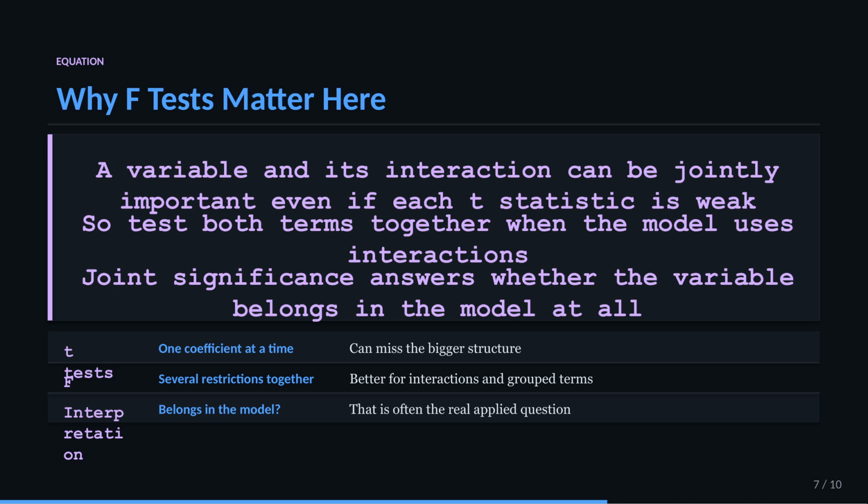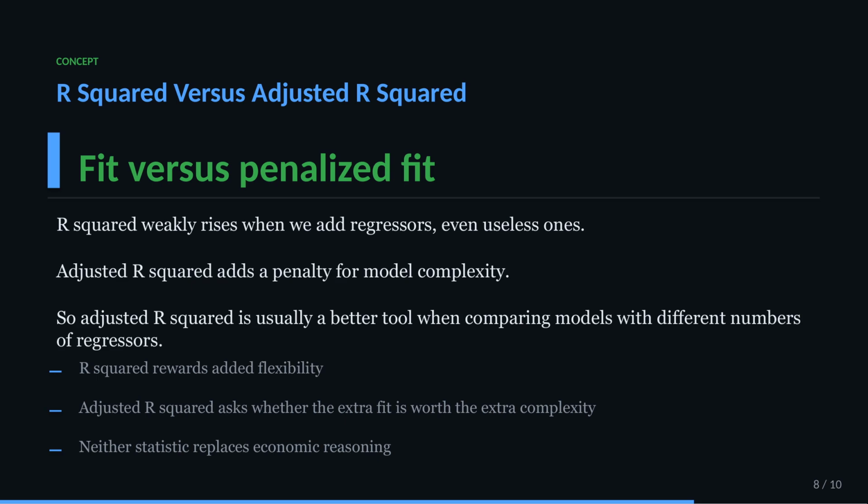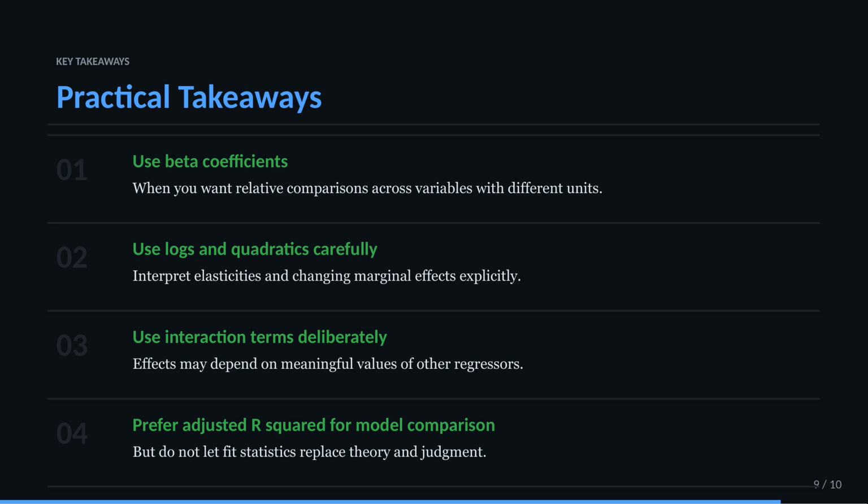Finally, fit statistics. R squared almost never goes down when we add regressors, even if those regressors are useless. So it is not a reliable tool for deciding whether a bigger model is actually better. Adjusted R squared penalizes added complexity, which makes it more useful when comparing models with different numbers of regressors. Still, even adjusted R squared should never replace economic reasoning. A model is not good just because it fits a little better.